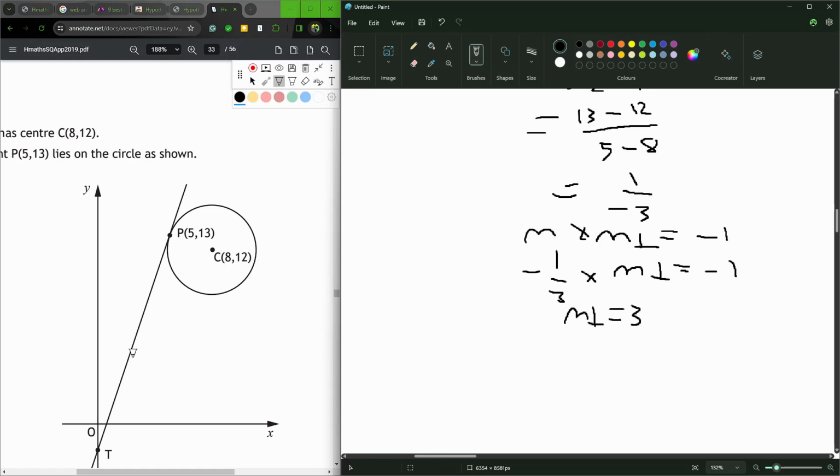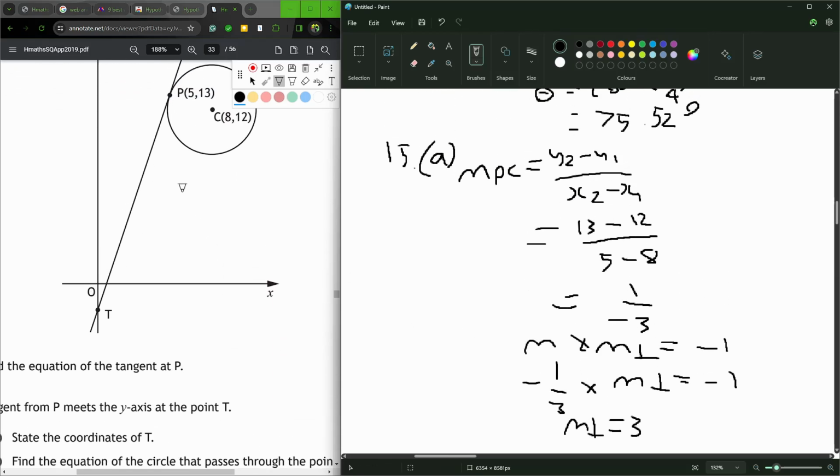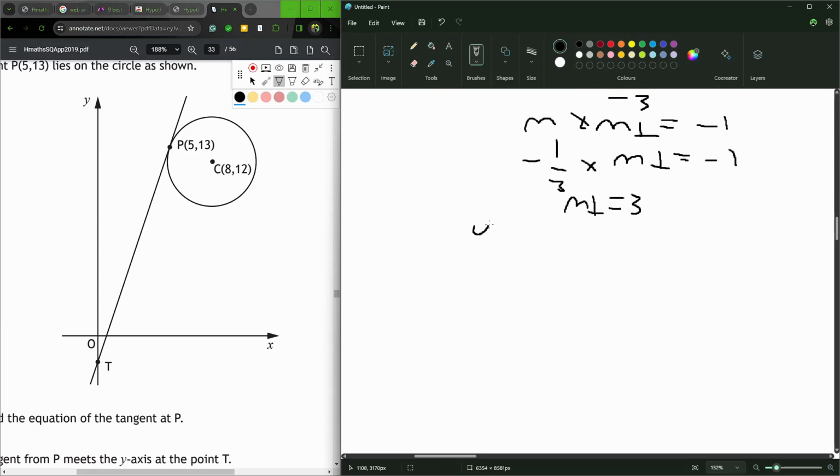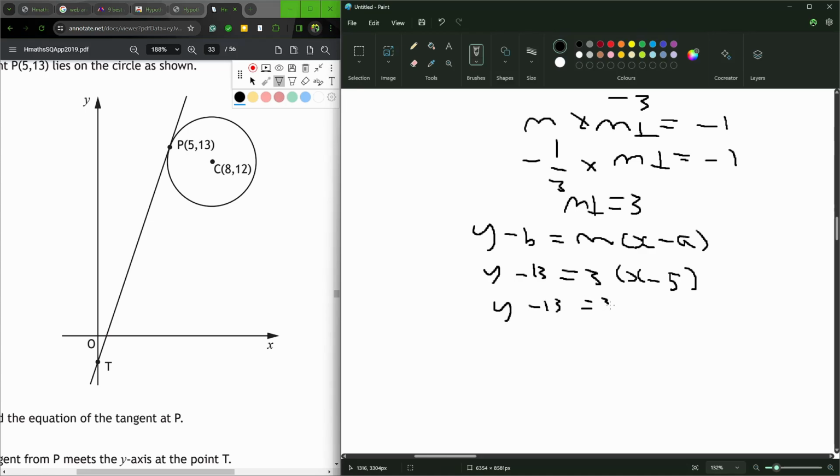So if the gradient's 3 and we know a coordinate on it, we can just get cracking with the equation. There we go. y minus 13 equals 3 times x minus 5. So y minus 13 equals 3x minus 15. We're going to add 13 to both sides. And there you go. Equation done and dusted.